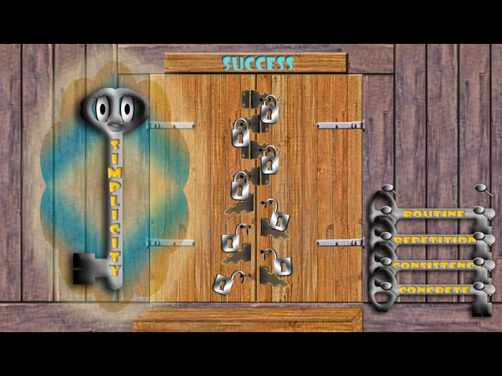Concrete, consistency, repetition, routine, and now simplicity. 5 down, 3 to go. The door will soon be open.